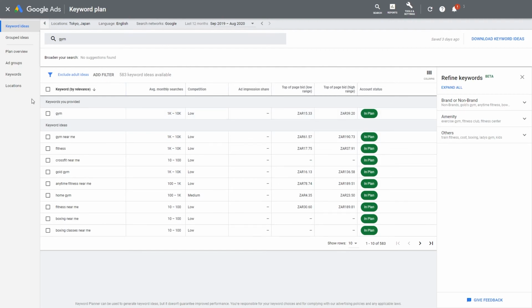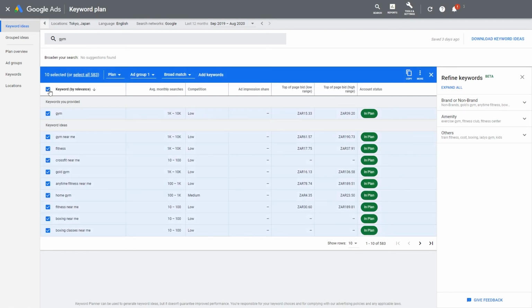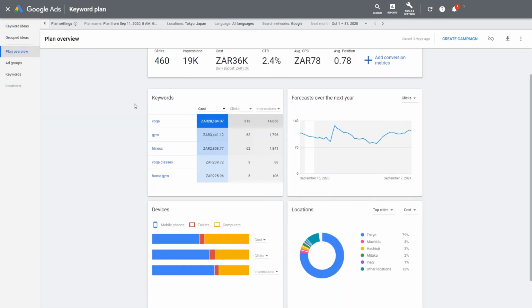Okay, so I am going to take these now and add them onto a keyword plan. I can see all of the average monthly searches here, I can see the competition, and I can see how much I'm going to be paying for it. And when I add everything together in my keyword plan, and if you want to know how to do that, just select there and say add keywords, and it'll add it to the specific plan that you have.